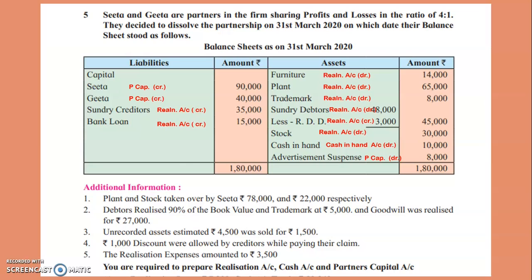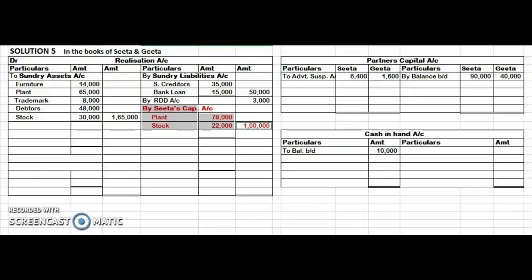Now we see the additional information. The first adjustment, plant and stock taken over by Sita, rupees 78,000 and 22,000 respectively. We show this on the credit side of realization account. Plant 78,000, stock 22,000. The total is 1 lakh. And since this has been taken over by Sita, we'll be showing this on the debit side of Sita's capital account to realization account 1 lakh.